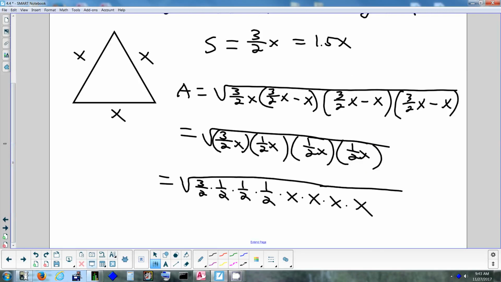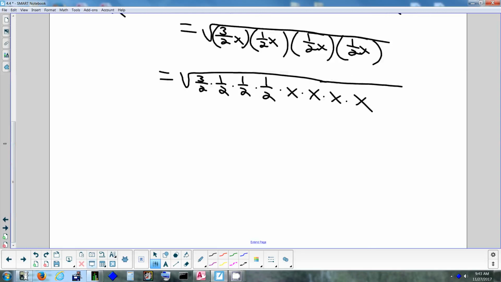Now we can combine all those into a single fraction just by multiplying straight across the top. What's 3 times 1 times 1 times 1? 3. Divided by 2 times 2 times 2 times 2.